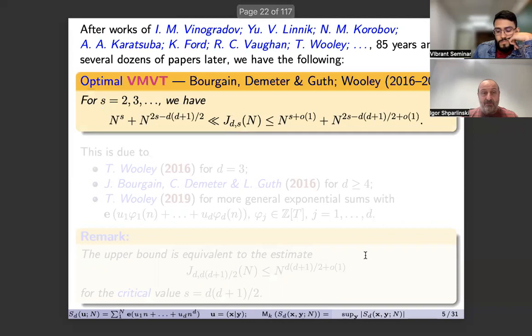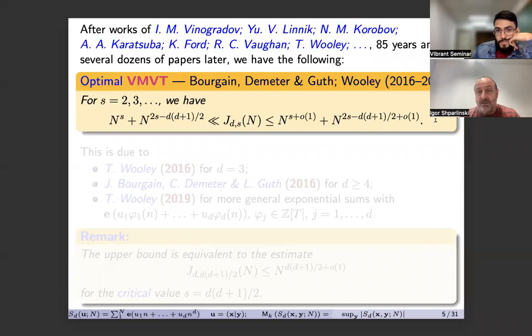So 85 years and several dozen papers later, we finally have the dream estimate, which is due to Bourgain, Demeter, and Guth, and to Wooley, and it was obtained during these 3 years, which says that for s, which is 2, 3, and so on, you have upper and lower bounds which are of the same order of magnitude. And actually, the lower bound has been known for many years. It's a very easy bound. So only the upper bound here is really important and really new.